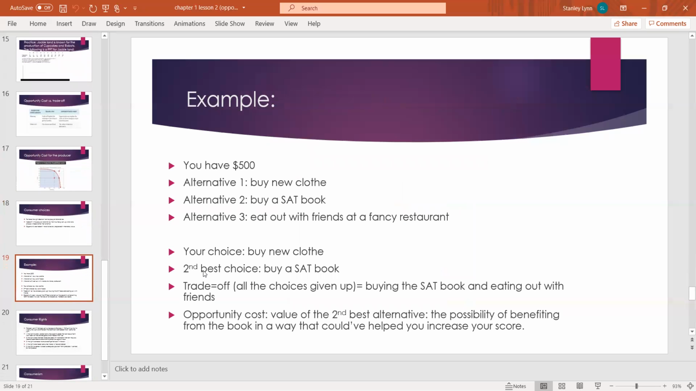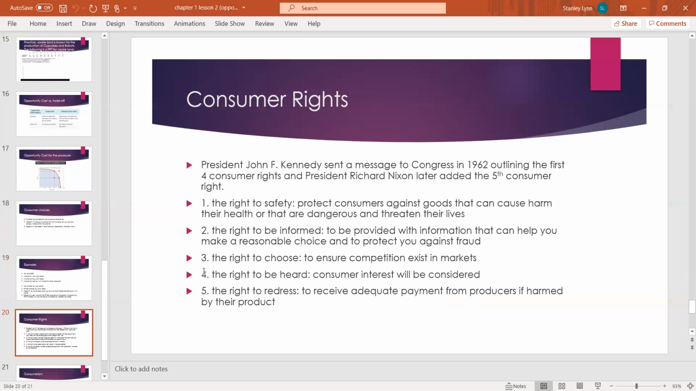All right, if you look at this example, if you have $500 and you have 3 alternatives, you pick one, and then the other 2 are your trade-offs. Your opportunity cost is the value of your second best alternative, which is buying the SAT book. What kind of benefits could we get from buying the SAT book? Which is the possibility of maybe studying, and that could help you increase your score. Okay, so this is your opportunity cost.